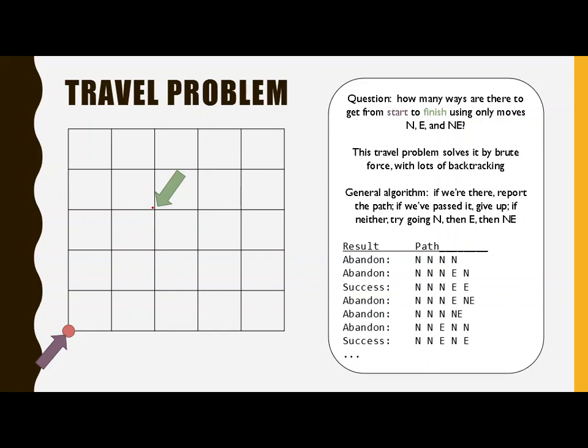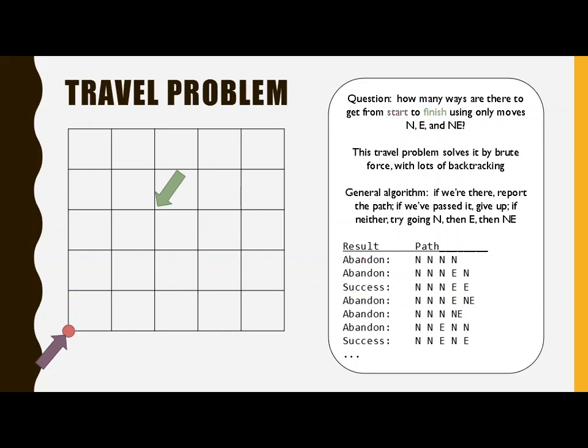Well, we can write code that will use recursion to figure that out. And it will say, first try to go north. And if you don't have a problem, keep trying north. Then go north again, and again. And eventually, if north stops working, try east. And if east stops working, try northeast. And by writing some simple recursive code that just implements that, it will amazingly enumerate all of the travel problem options.